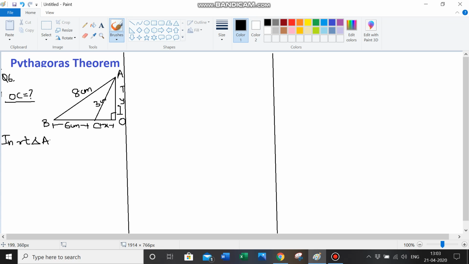So in right triangle AOC, using Pythagoras theorem, what will I get? I will get 3 square is equal to x square plus y square. Perfect. Which means y square is equal to 9 minus x square. Perfect. Let's use Pythagoras theorem in the second right triangle.